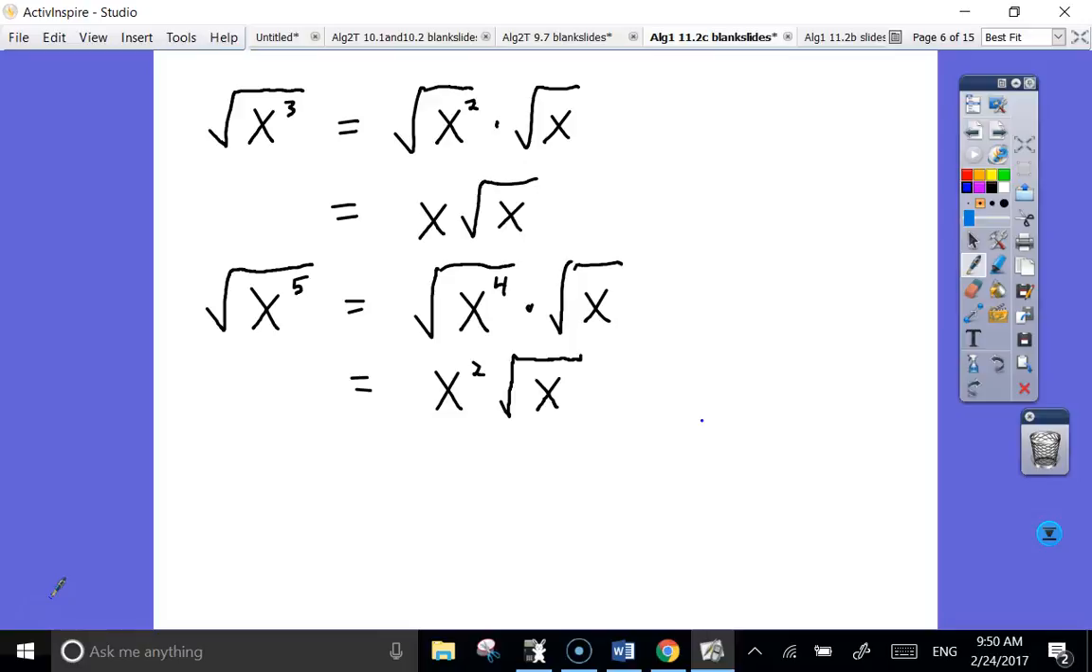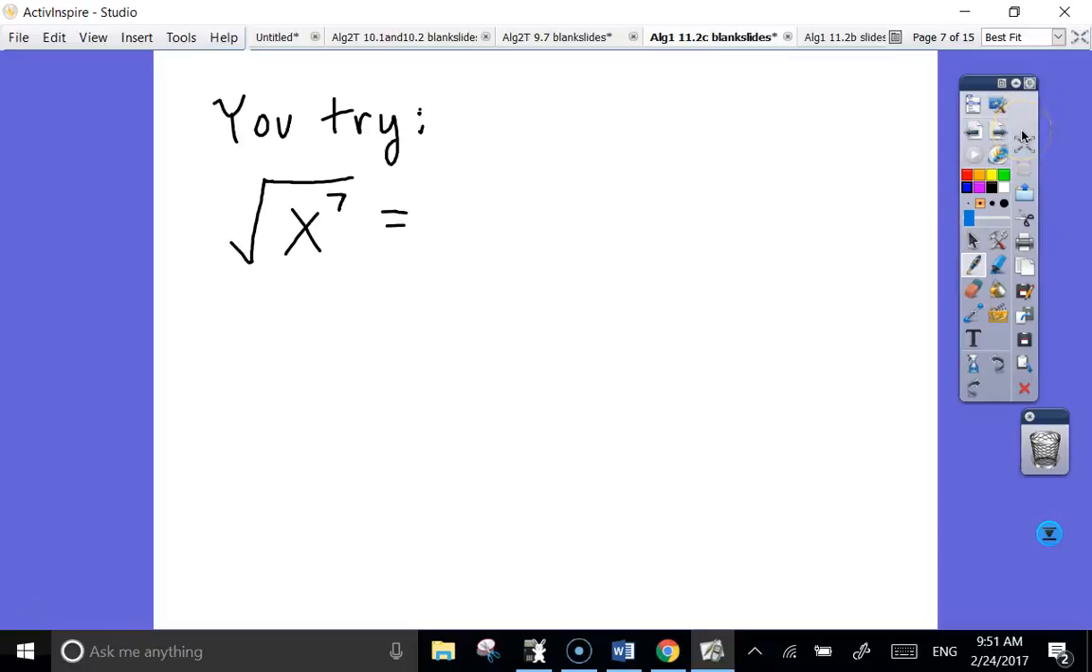All right. How many x's come out of the square root of x to the fourth? 2. 4 divided by 2 is 2. And this square root of x, that just has to stay. There'll be some part that you can't take out. Okay, try that one. X to the 7th. How many x's are going to come out? What's going to stay inside?